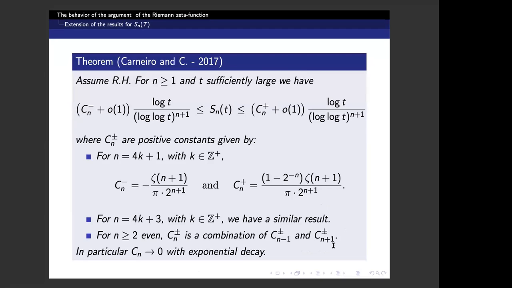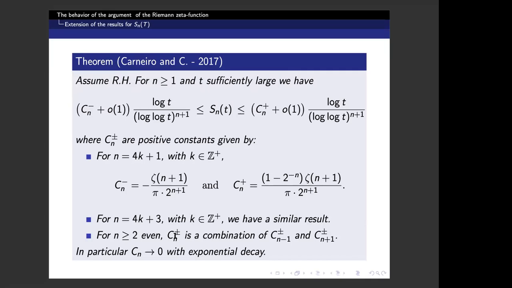Using this technique of band-limited approximations, solving this Beurling-Selberg problem, we can establish the result. For S_n(t), we have upper and lower bounds as Littlewood, but with these constants. In this case, for instance, when n is 4k plus 1, you obtain C_n plus here in this form, depending on the value of zeta. You have a lower bound here too. In the case n is 4k plus 3, you invert the result. When n is even, you use the combination of C_{n-1} and C_{n+1}.